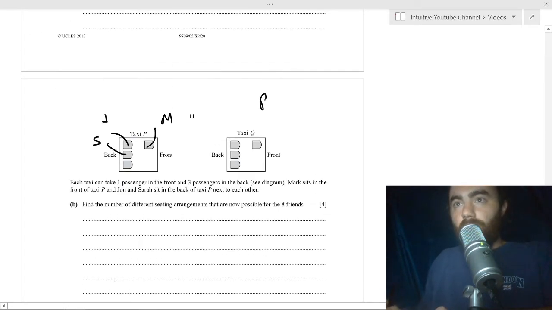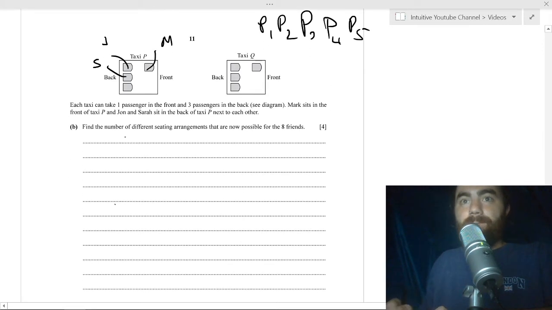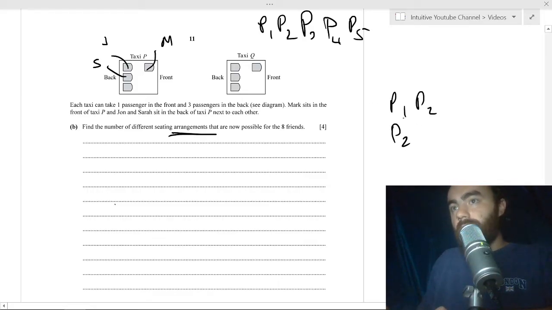Okay, and then again we have the rest of the people chilling, right? And it says find the number of arrangements that are now possible for the 8 friends. Arrangements means that P2 and P1 and P1 and P2 and P3, these are two different arrangements, two different permutations, but this is one single combination.